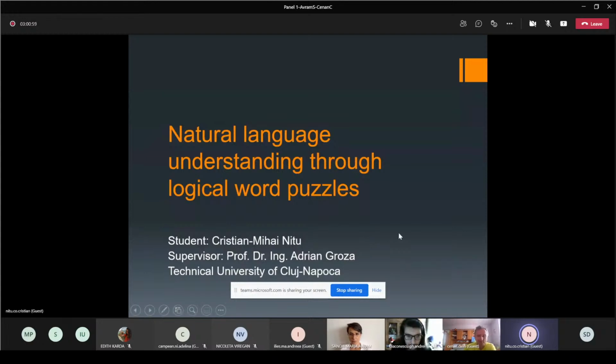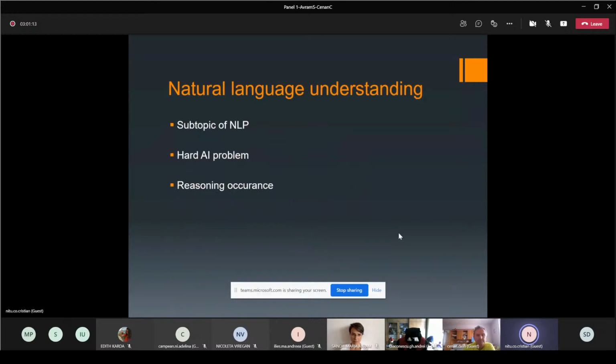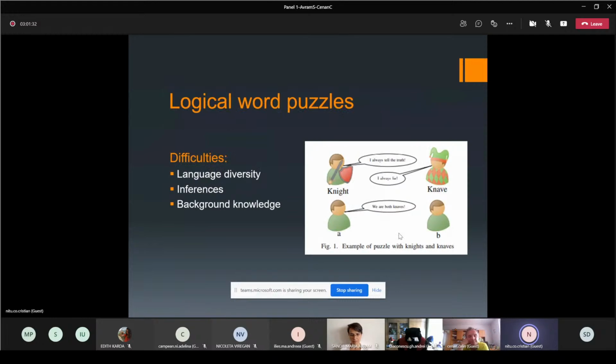Yes. Hi, my name is Nitu Cristian Mihai, and today I'll present you a system which is able not only to understand natural language, but also to solve logical word puzzles in an automatic way. Natural language understanding is a subtopic of natural language processing, considered a hard AI problem. The text expressed in natural language should be represented in a form on which reasoning can occur, so that we can conclude new facts based on what the text gives us as input.